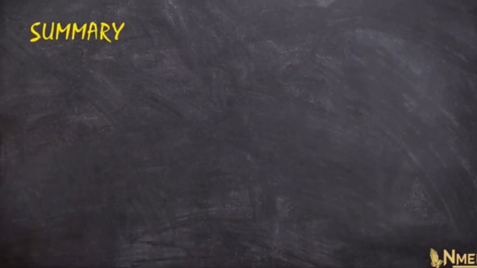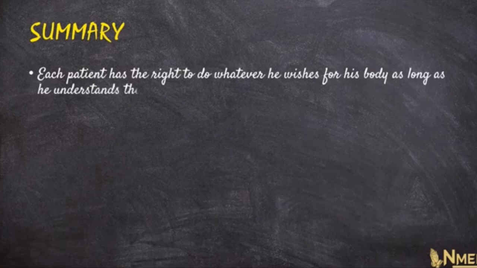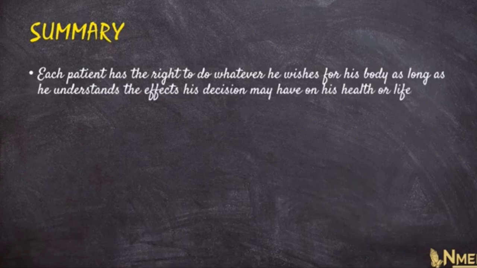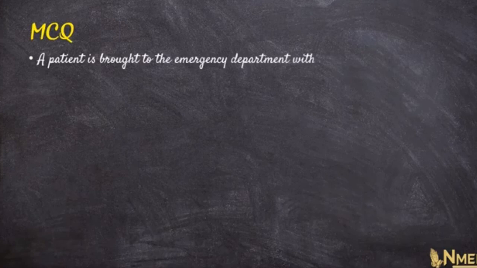What I'm trying to say here is, or what patient autonomy eventually means, is that each patient has the right to do whatever he wishes for his body, as long as he understands the effects his decision may have on his health or life. Now, to better understand it, let's have a look at an MCQ.